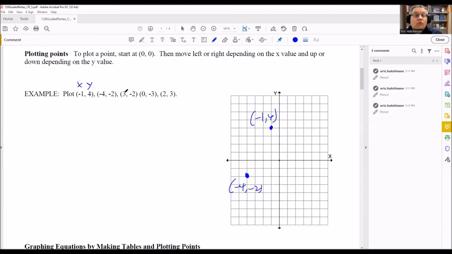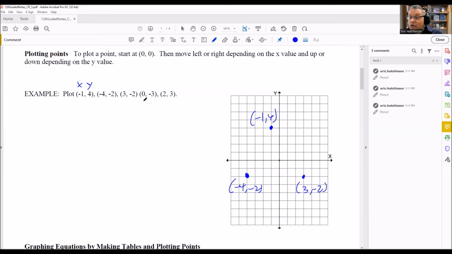The third point we have is 3, -2. Starting from 0, 0, the 3 is positive, so we're going to go to the right this time. So if X values are positive, you go to the right. We go to the right 3 units, and the Y value is negative, so we go down 2. Okay, so right there we have 3, -2.